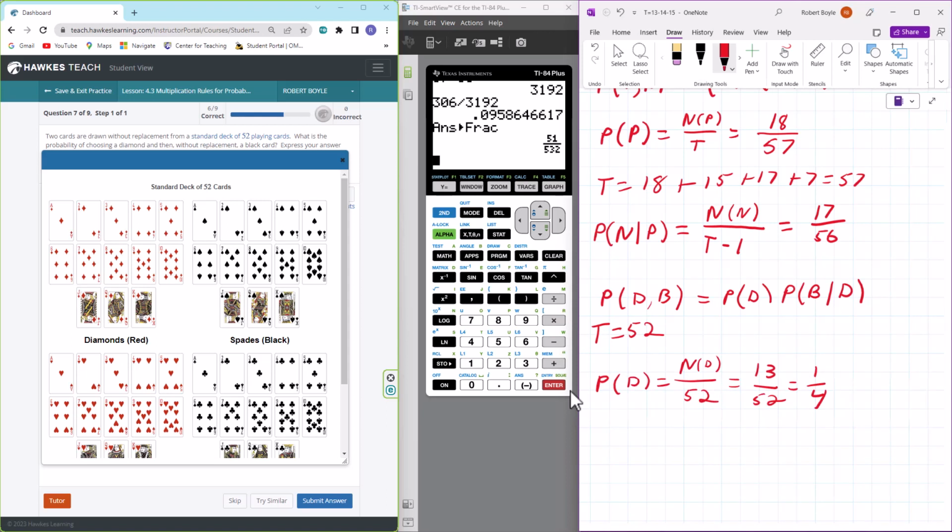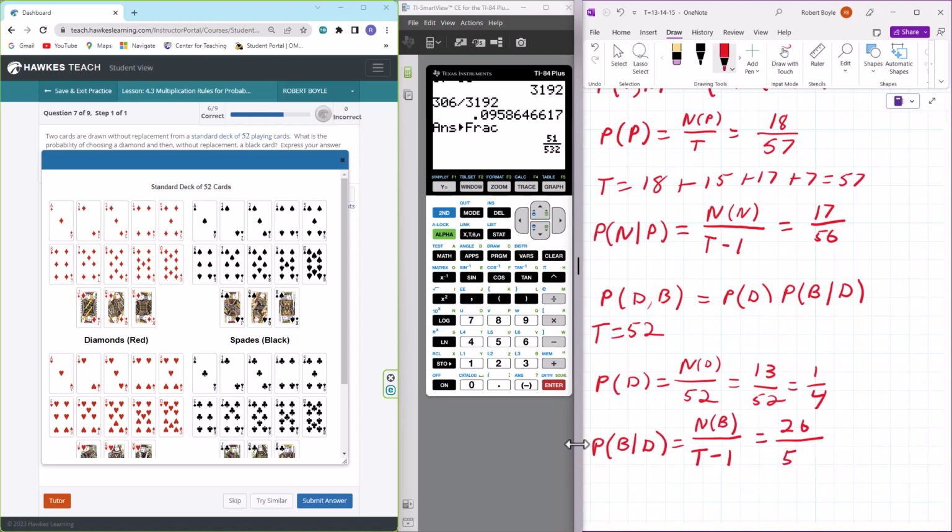Now the probability of choosing a black card, given that you already chose a diamond, is going to be equal to the number of black cards that we have divided by, well, not 52, because remember we chose a diamond, so it's going to be T minus 1. Now, how many black cards do we have? Well, we have 13 here, 13 here. 13 spades, 13 clubs. We have 26 black cards. And now instead of 52, because we already chose a card, we only have 51.